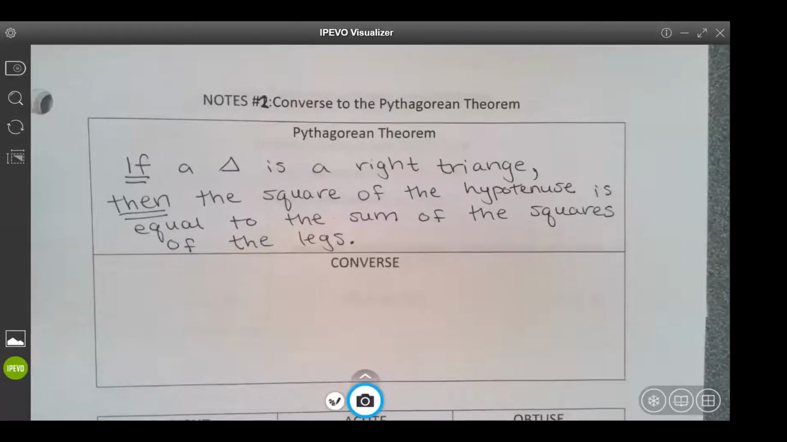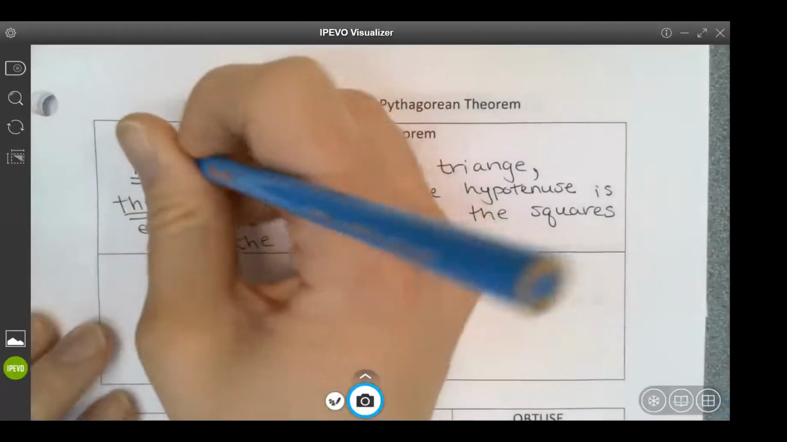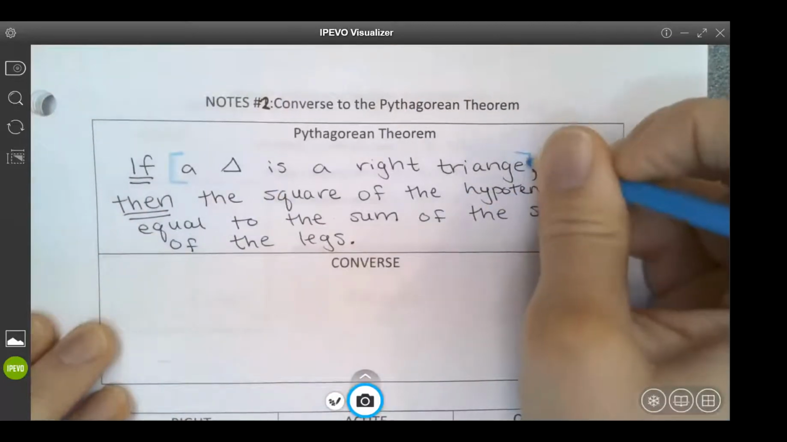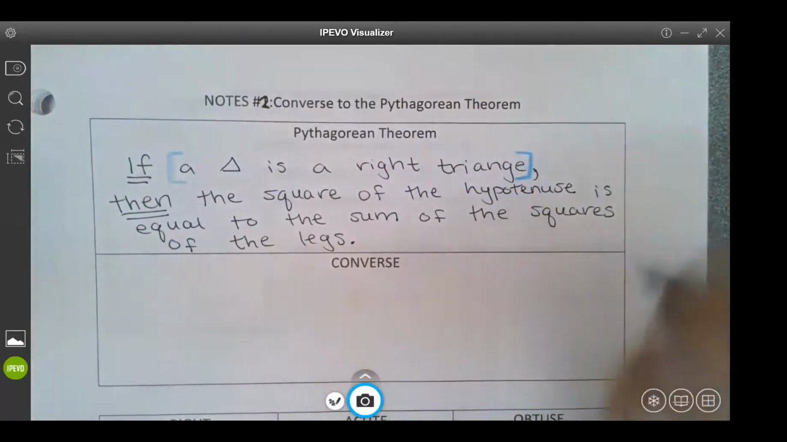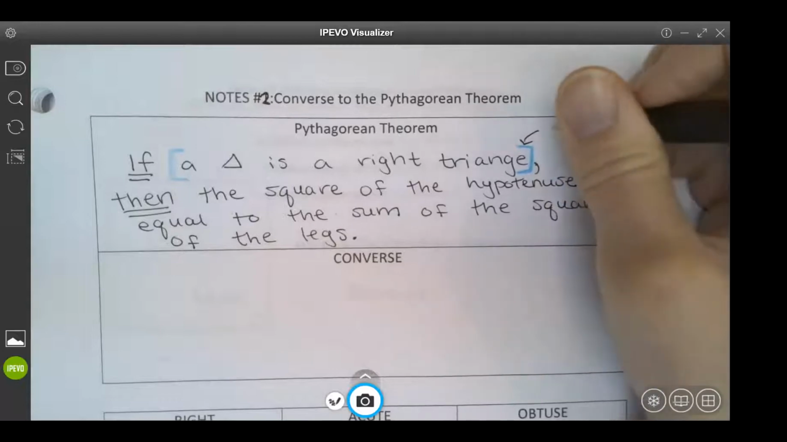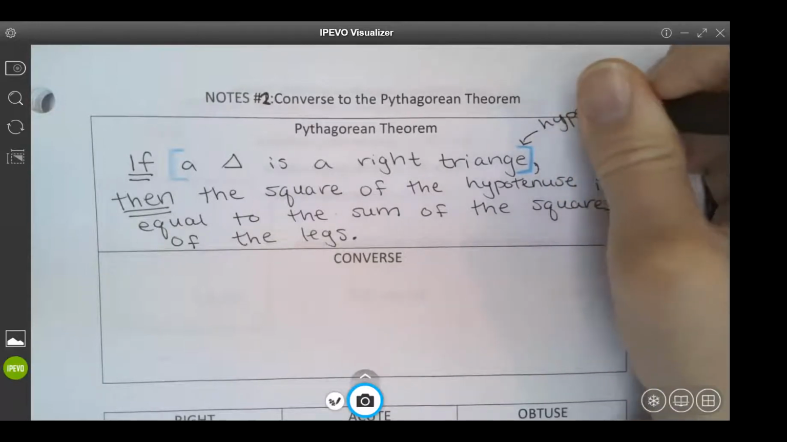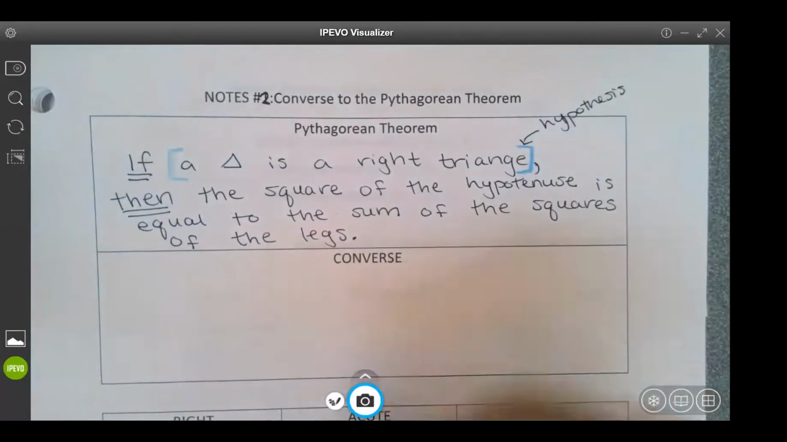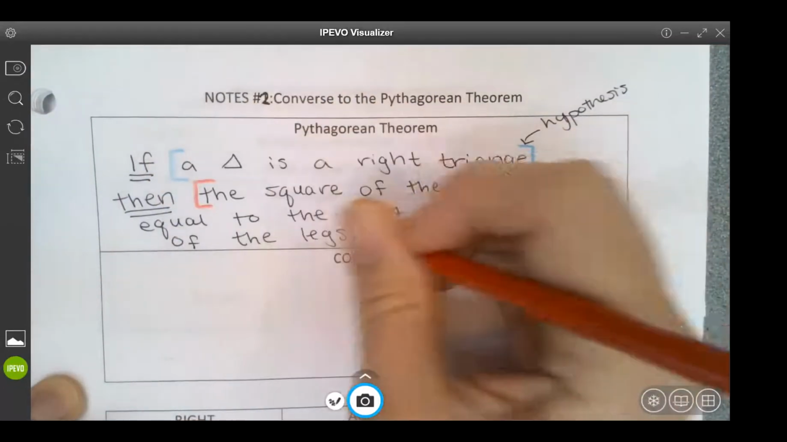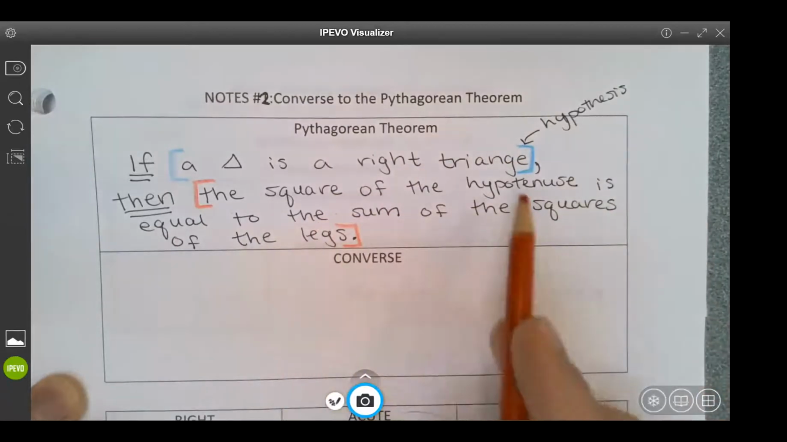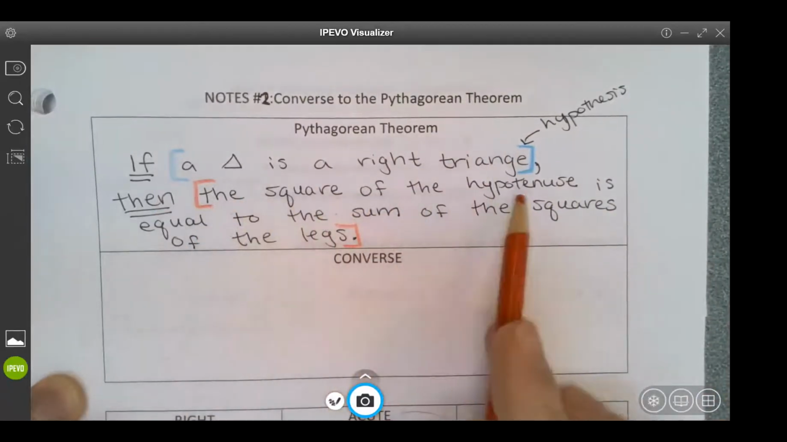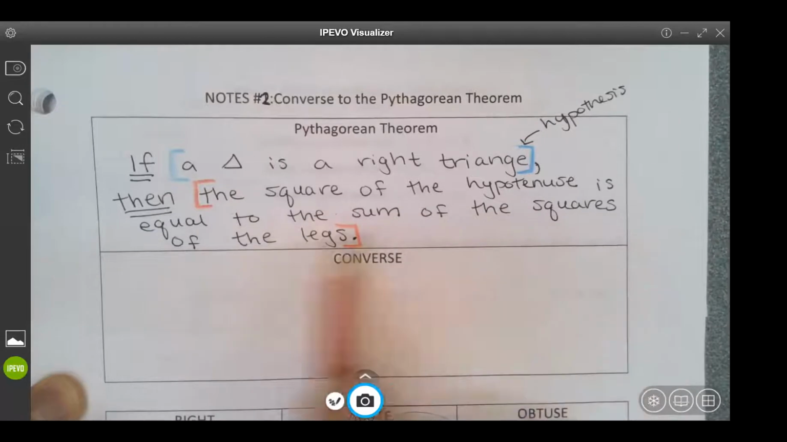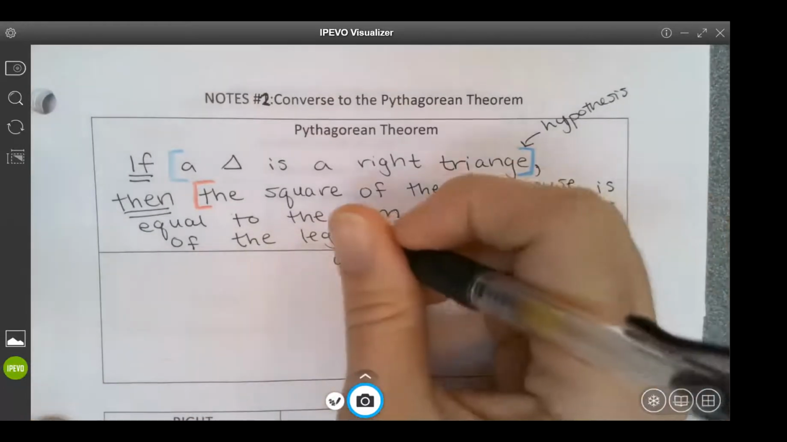So going back to when we wrote if-then statements, we said that the hypothesis comes after if. Okay, so here would be my hypothesis. A triangle is a right triangle. And the conclusion comes after then. We have, if this is true, then the square of the hypotenuse is equal to the sum of the squares of the legs. This is my conclusion.